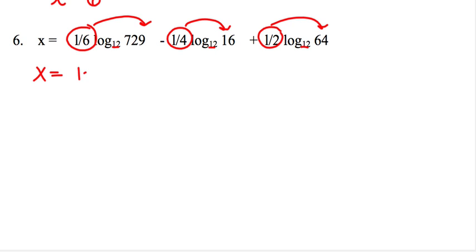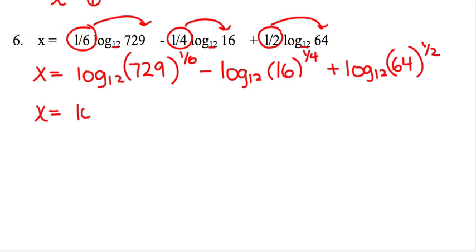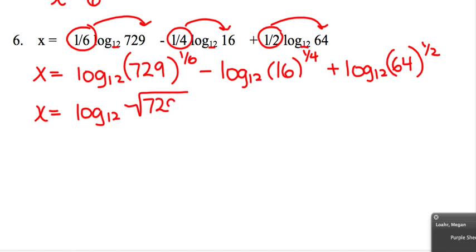We have x equals logarithm base 12 of 729 raised to the 1/6 minus logarithm base 12 of 16, raising it to the 1/4, plus logarithm base 12 of 64, raising it to the 1/2. Now, if you remember fractional exponents, they can be rewritten as radicals. So that's what we're going to do next. We're going to simplify. So I'm going to take the radical of 729. Now look at my denominator. My denominator is a 6. So I'm going to have a 6th root there.